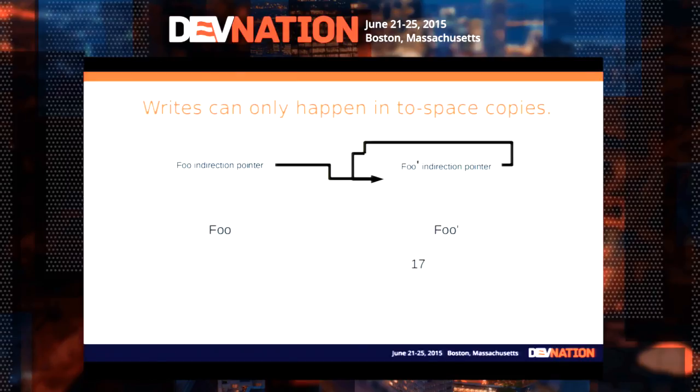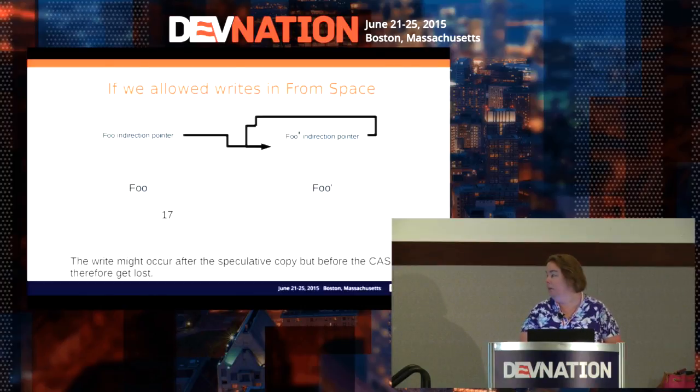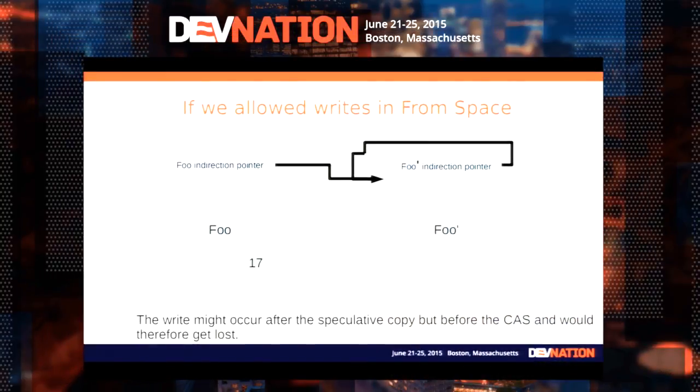All right, the one complication here is that we need a more complicated write barrier. We need to ensure that writes only happen on the to space copies. The Java threads have a write barrier that makes them responsible for moving an object if it's in from space. It first moves the object and then it writes to it. That's because if we allowed writes to happen in the from space copy, there would be a race. There would be a speculative copy and somebody could be writing the 17 while we're installing the forwarding pointer, and that write would get lost.